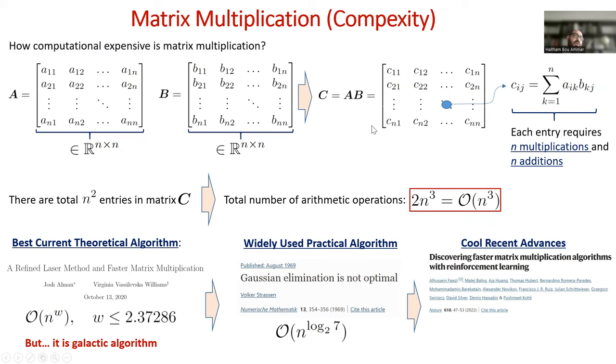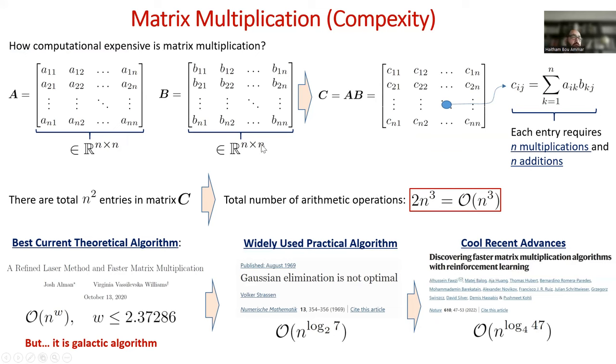And I just put this slide here to tell you that there has been a very cool recent advancement in 2022 from DeepMind, which was able to discover a faster matrix multiplication algorithm with reinforcement learning. So they were able to find an algorithm which is order of n to the power log base 4 of 47 to the 47. So this is a faster algorithm than the previous ones.